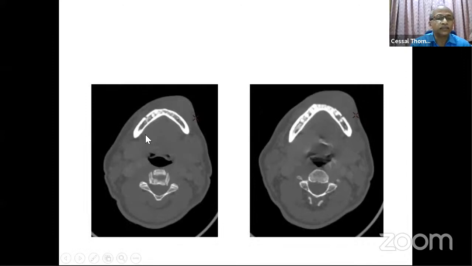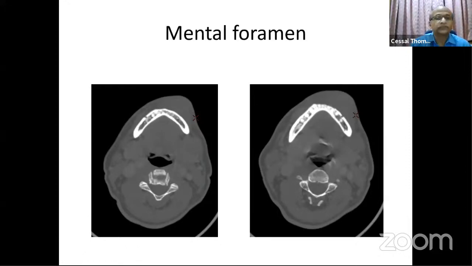When I look at the other side, I can see the same defect on this side also. So that means it is symmetrical. So in that case, this is something else. It doesn't seem to be pathological. And this is nothing but the mental foramen. So this mental foramen should not be mistaken for cortical destruction, especially in case of lip or gingivo-buccal sulcus.